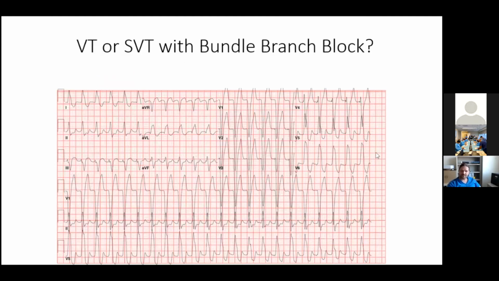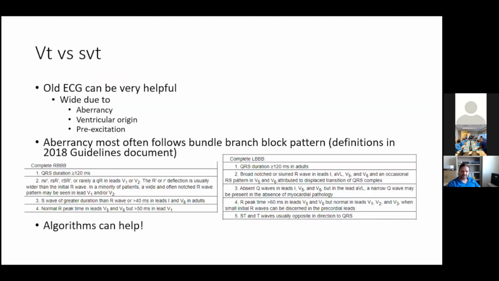The big question that comes for us is, hey, is this rhythm that we're looking at VT or SVT with bundle branch block? So I think it's very important: always try to find an old EKG if you can. Wide beats happen due to aberrancy, beats coming from the ventricle, or due to pre-excitation. Aberrancy and pre-excitation can sometimes be identified on old ECGs, and isolated PVCs can be seen on old ECGs that sometimes are going to match the shape of the run of a VT. So old ECG is very, very helpful.